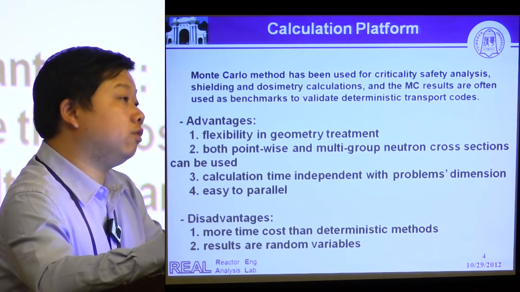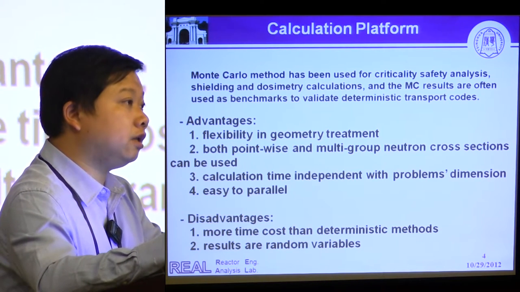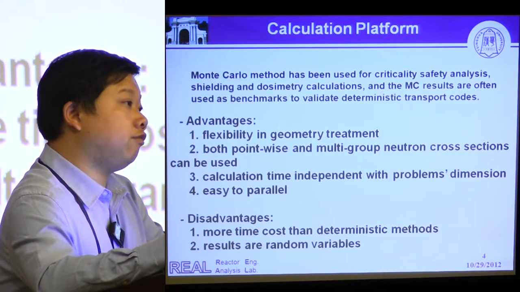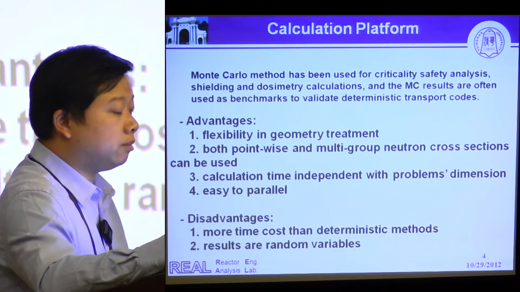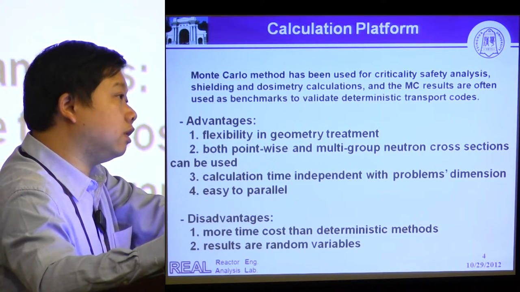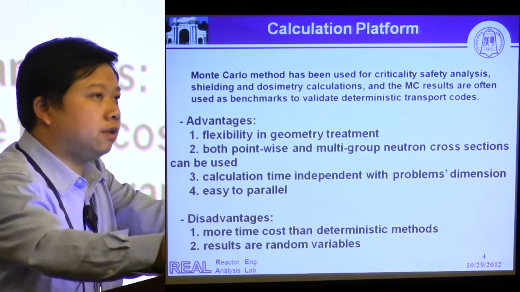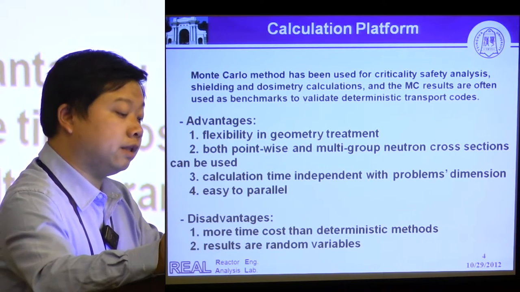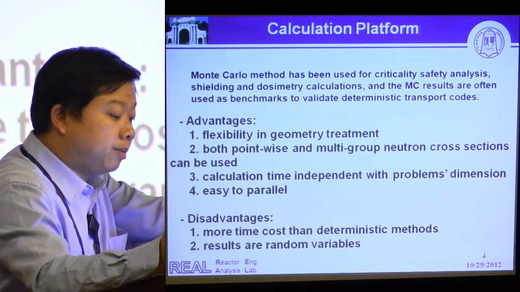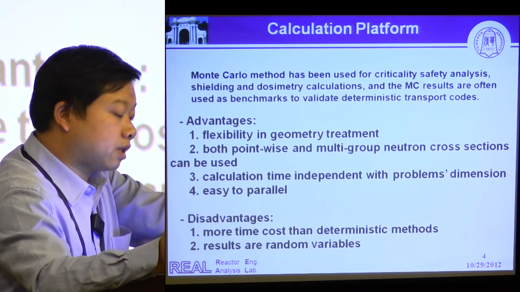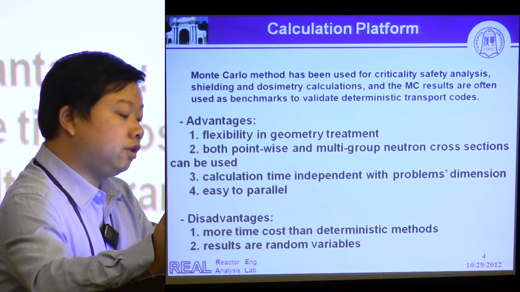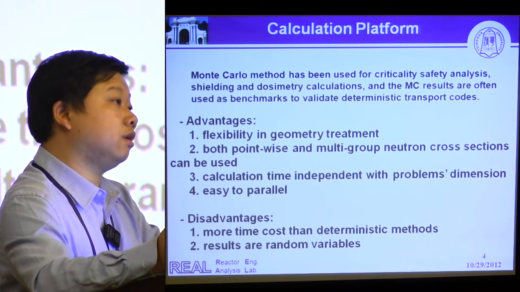Monte Carlo codes, for example, MCNP and others, have been widely used in new concept reactor physics designs. And the Monte Carlo code has some advantages. First, it can handle very complex geometry problems. Second, it can use both point-wise and multi-group neutron cross-section libraries. Third, the calculation time is independent of the problem's dimensions. The fourth is very important: the Monte Carlo code is easy to parallelize on high-performance computers.